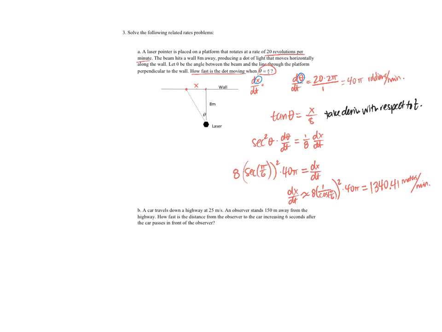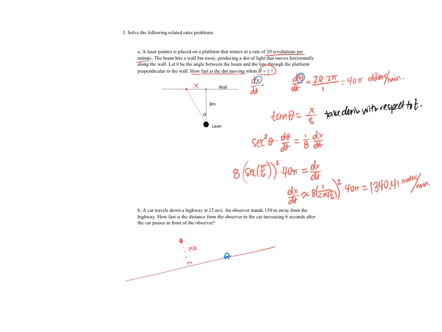On part B, it says a car travels down a highway at 25 meters per second. An observer stands 150 meters away from the highway. So we have the highway and the observer here, and we know that distance is 150 meters, and that makes a right angle there. The shortest distance between the observer and the highway is 150. How fast is the distance from the observer to the car increasing 6 seconds after the car passes in front of the observer? So the car is here.